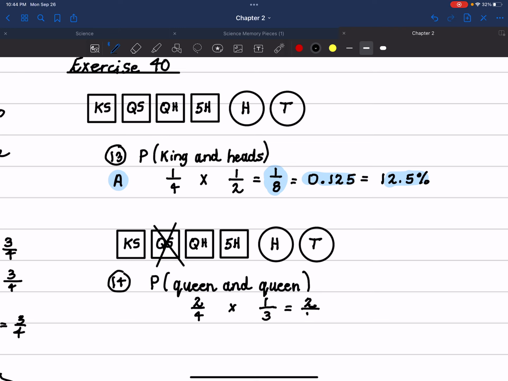So 2/12 or 1/6 or 0.166 repeating or 16.6%. Any of those could be the answer. The choices are fractions, so I'm going to go with D as in dog. And let me check it. Number 14 is yes, D as in dog.